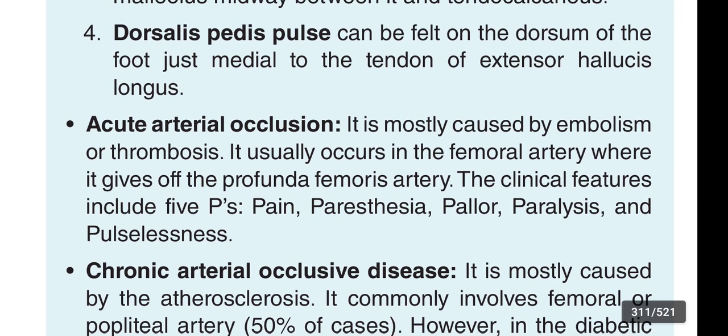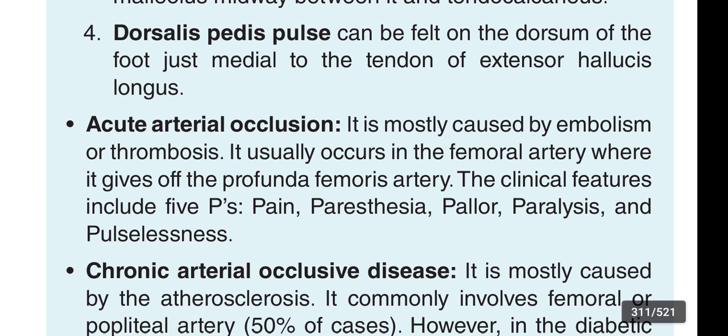Next here, clinical correlation, that is acute arterial occlusion. It is mostly caused by embolism or thrombosis. It usually occurs in the femoral artery, where it gives off the profunda femoris artery. The clinical features include 5 P's, that is pain, paresthesia, pallor, paralysis and pulselessness.